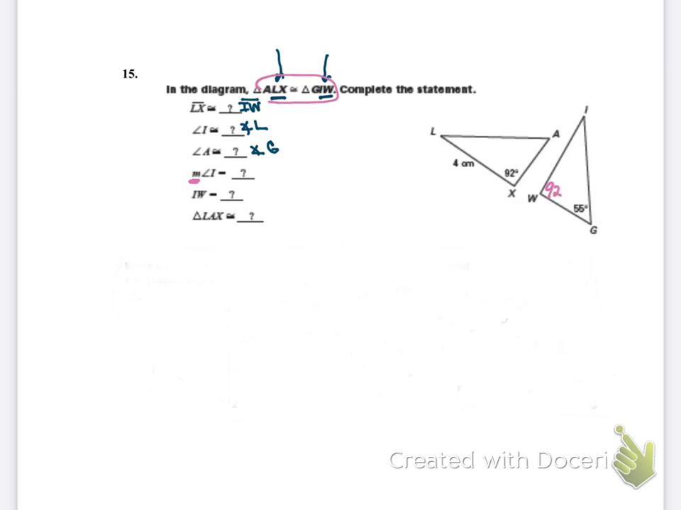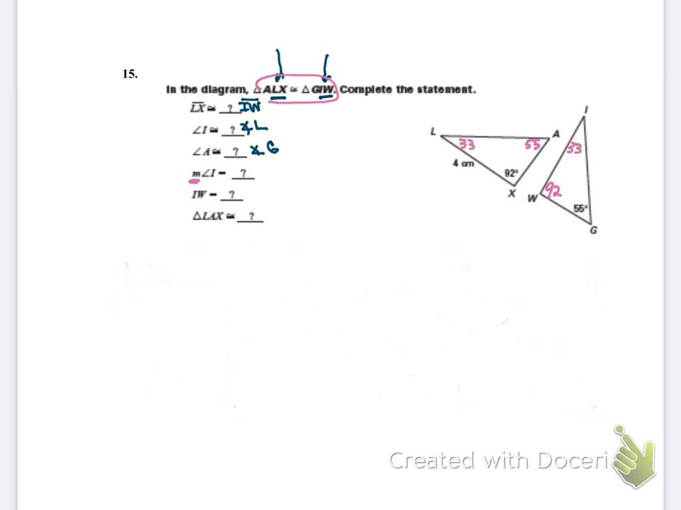Okay, I see I have angle G. Angle G is the same measure as angle A. So I can make angle A now a 55. So I can now solve the angles of the triangle by saying 180 minus 92 minus 55, and I'm getting 33 for the remaining angle.